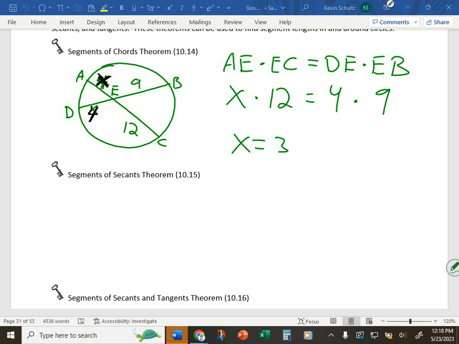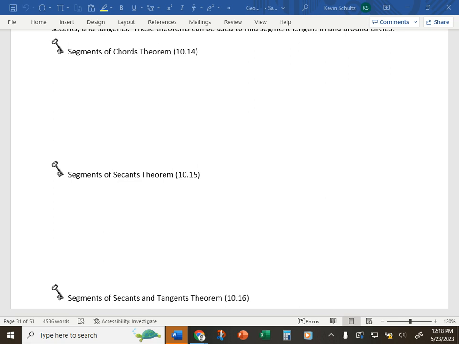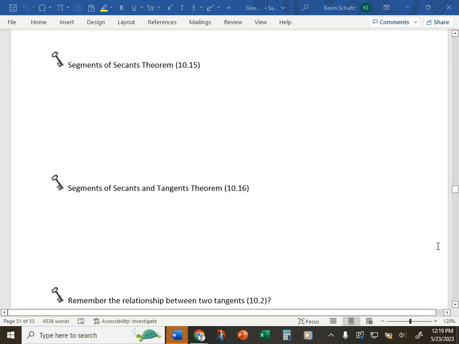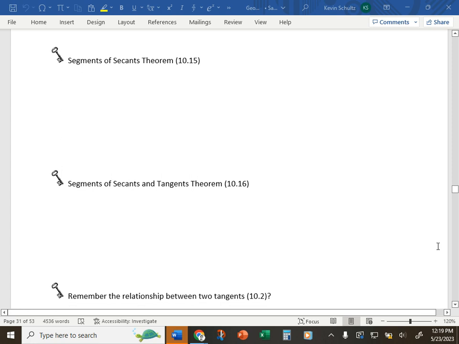Next one, looking at secants. What are secants again? How do they differ from chords? A secant is a line that passes through the circle, not necessarily through the middle. That's a diameter.